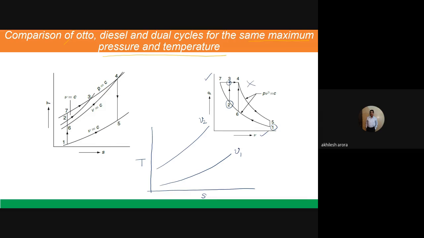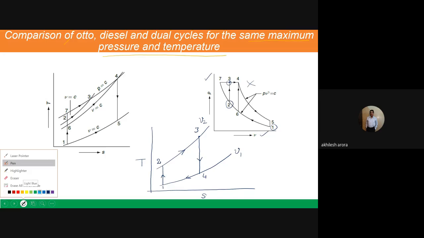Okay, so I am going to draw the Otto cycle. This is process 1 to 2. This is reversible adiabatic compression, and during this the entropy will remain constant, followed by heat supplied at constant volume. Let us consider that this is point number 3, and then we have the reversible adiabatic expansion for the Otto cycle. So this is point number 4, and 4 to 1 is the heat rejection at constant volume. So this is the first cycle, the Otto cycle, we have drawn.